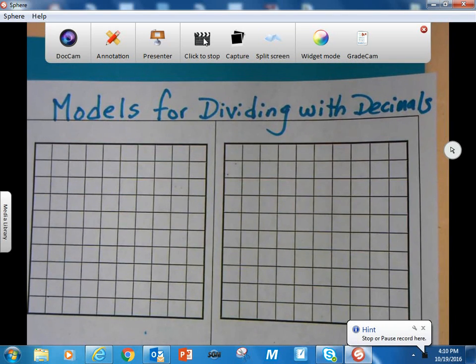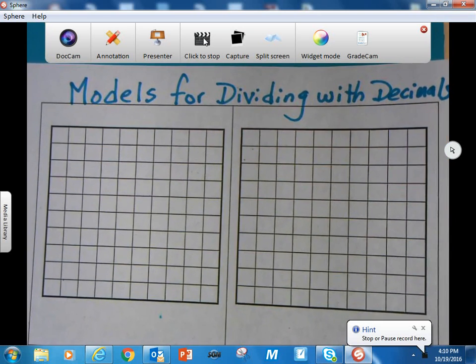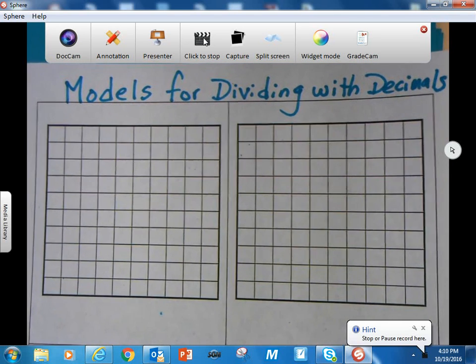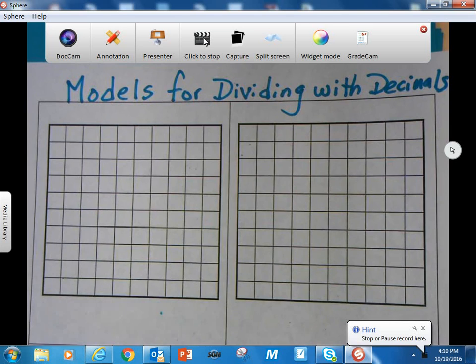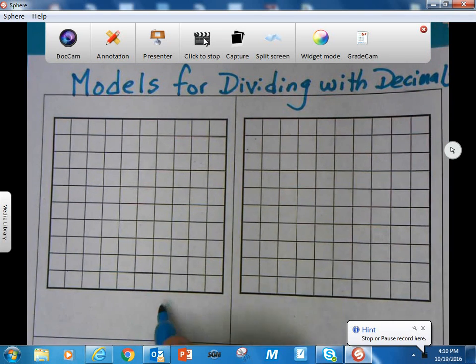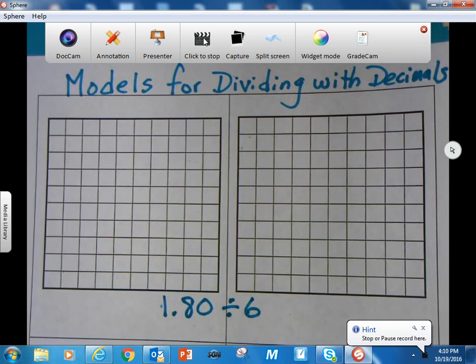Hello. Today we're going to look at models for dividing with decimals. I have two hundreds grids that I'm going to use to help solve this equation. I have a colored pencil and I also have a marker here. So I'm going to use the colored pencil to do some shading. The problem I'm going to use is 1 and 80 hundredths divided by 6 wholes. 1 and 80 hundredths divided by 6.